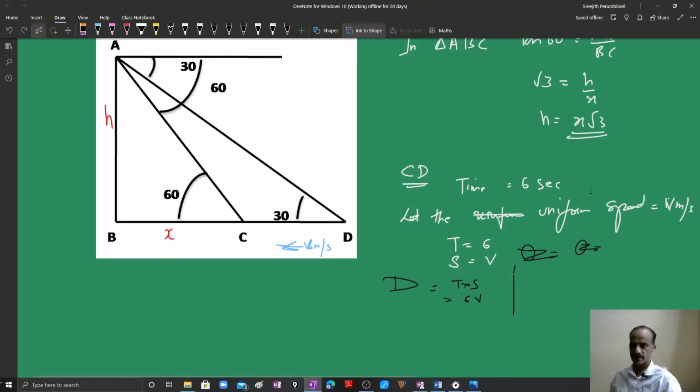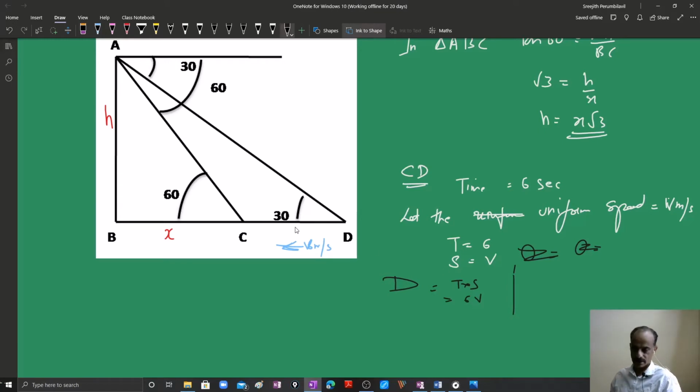So what we have is, we took h as x root 3. What is this x actually? We have identified this distance CD. This distance CD is the distance covered in 6 seconds at 20 meters per second, from here to here.